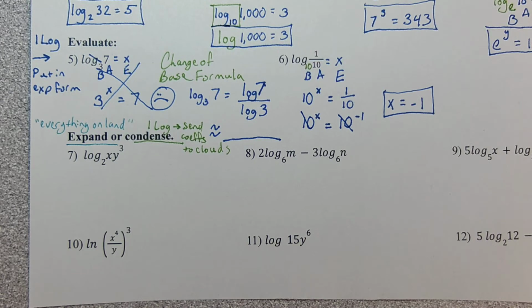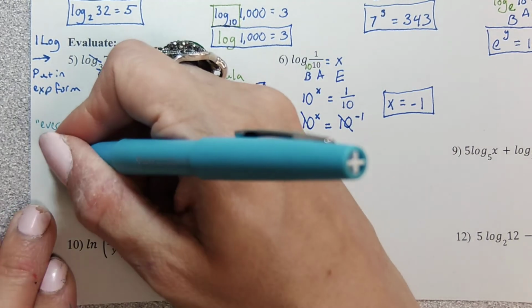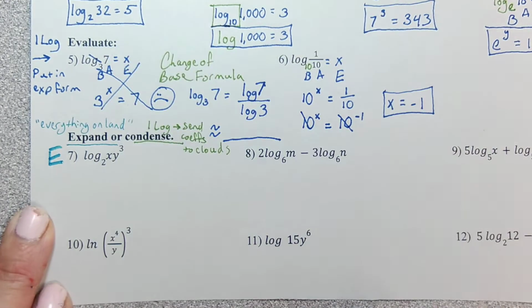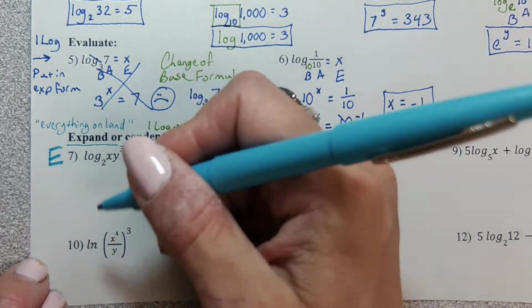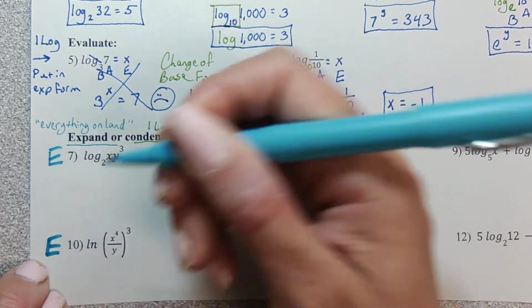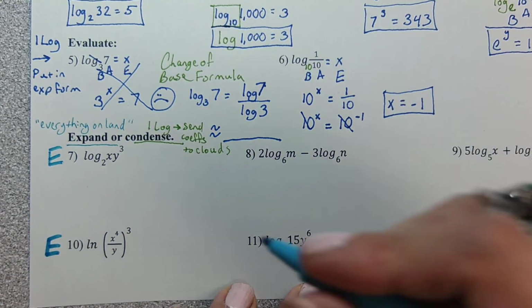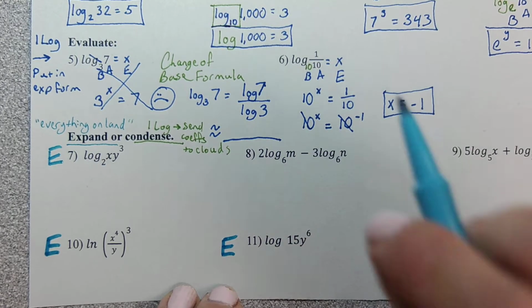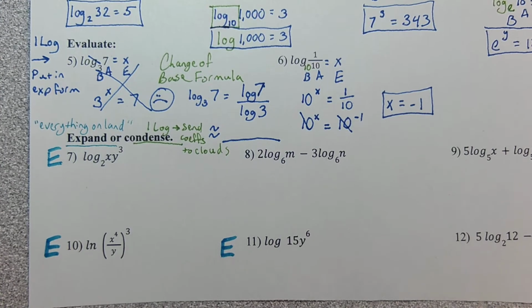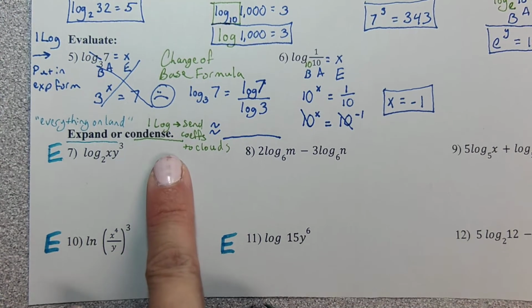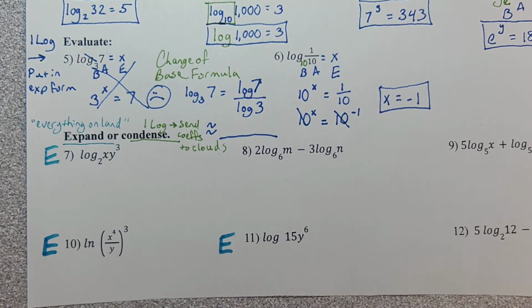And expanding is when you have 1 log and you're trying to turn it into multiple logs. So 7 is an expanding problem since I only have 1 log and we want to turn it into many logs. 10 is expand, and 11 is expand. So expanding, we're taking 1 log and expanding it into many logs, whereas with condensing, we're trying to squish it down into as few logs as possible, namely 1 log.